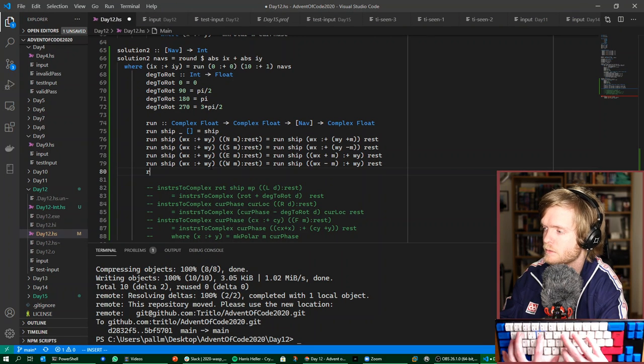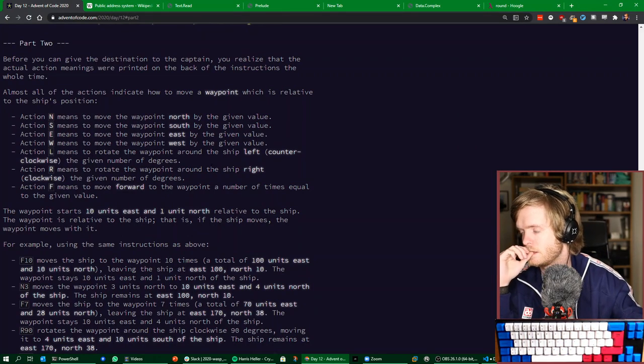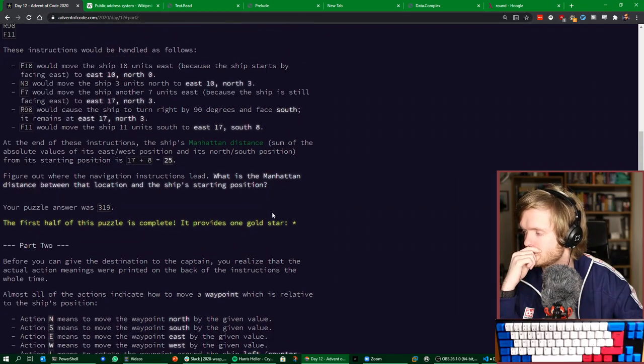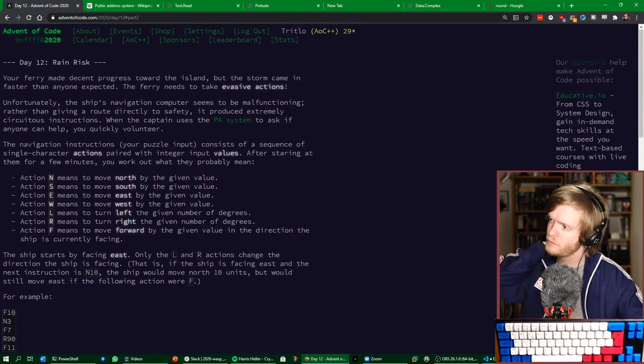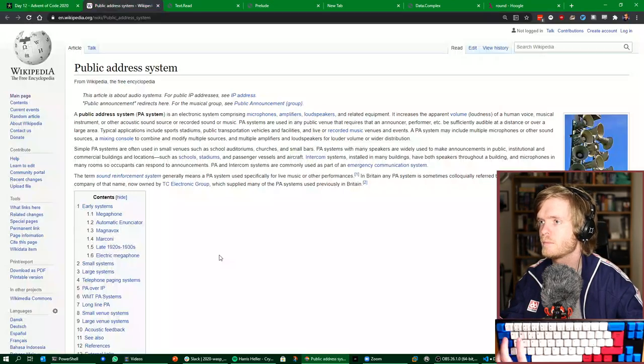Now that means a run ship VP of, if it says forward magnitude rest, it's going to be run ship prime, the move point doesn't move, and the rest where ship prime, then we want to compute the new number.